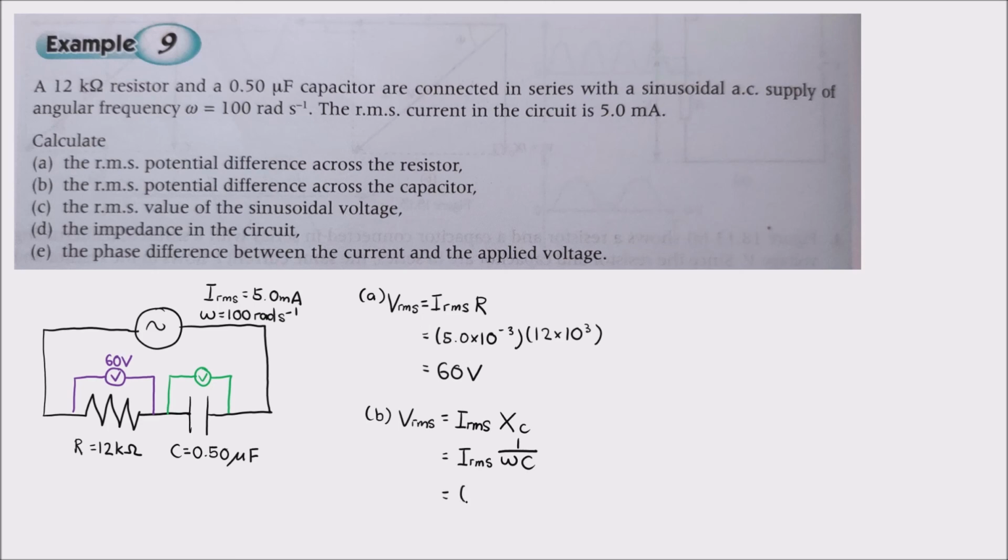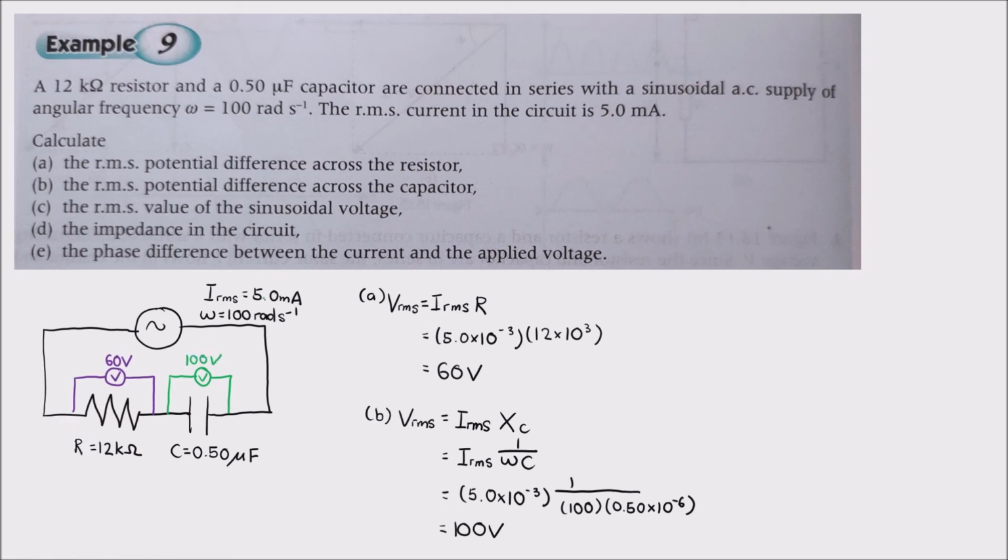You can just do substitution. I RMS should be 5 milliampere. Then we have 1 over our angular frequency, which is 100 radian per second, times our capacitance, which is 0.50 times 10 to the power of negative 6. So from here, if we do our calculation, I think you get 100 volt as your answer. Okay, so your answer across this voltmeter should be 100 volt.